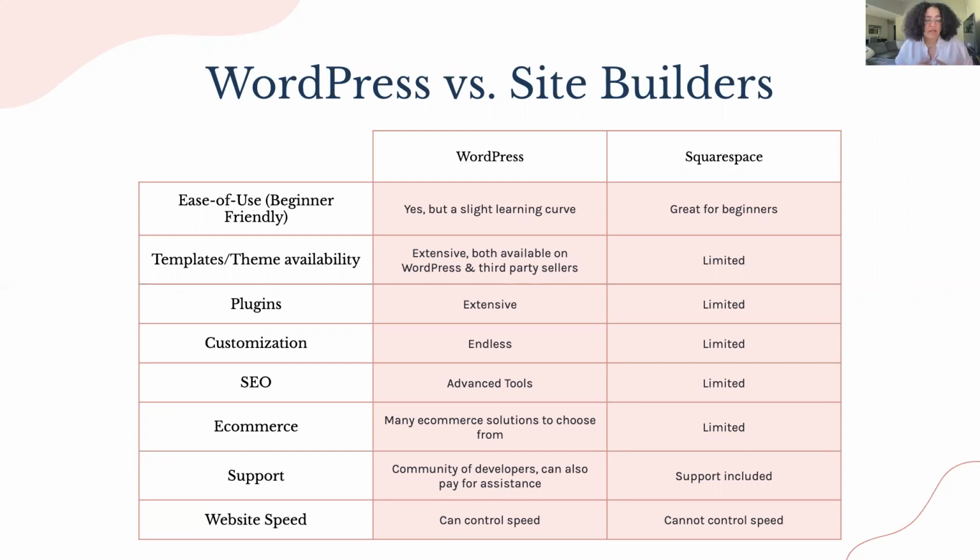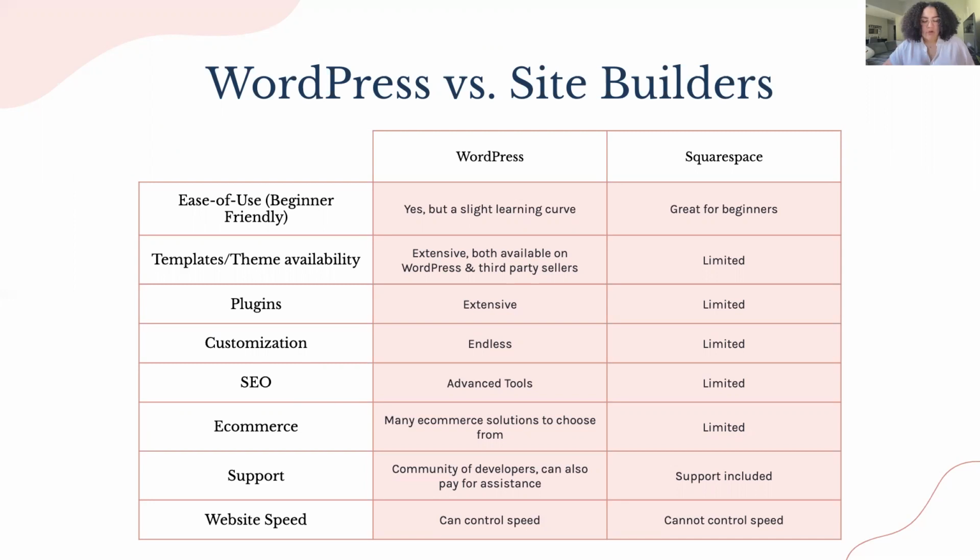Templates and themes. So this is how you control the look of your site. Now WordPress has a bunch of themes available to everyday people, whether on WordPress directly or through third-party sellers. Whereas with places such as Squarespace, Wix, the themes and templates you have to work with are very limited.